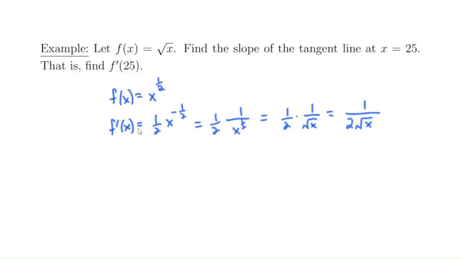Okay, so the derivative is 1/2 x to the minus 1/2. But x to the minus 1/2 is the same thing as 1 over x to the positive 1/2. And x to the positive 1/2 is just the square root of x. Okay, so what's 1/2 times 1 over the square root of x? Well, it's 1, right? Multiply the numerators, we get 1. Multiply the denominators, we get this. So that's f prime of x.